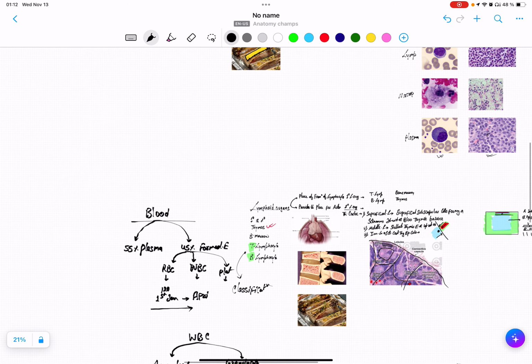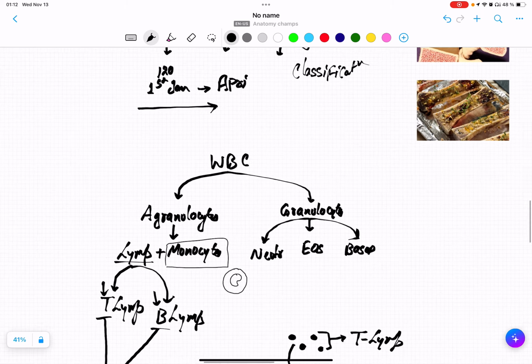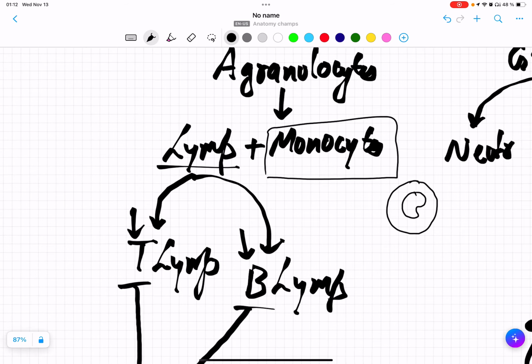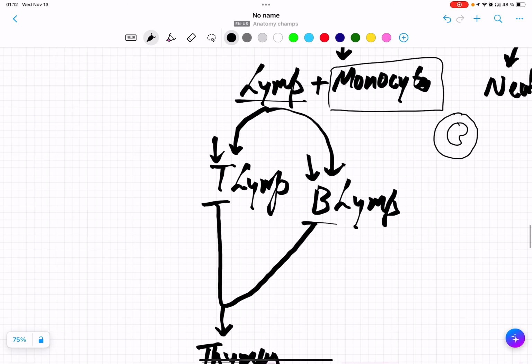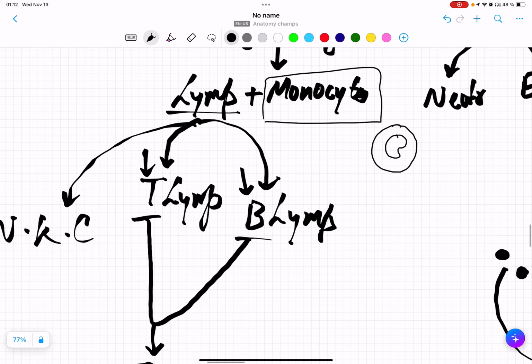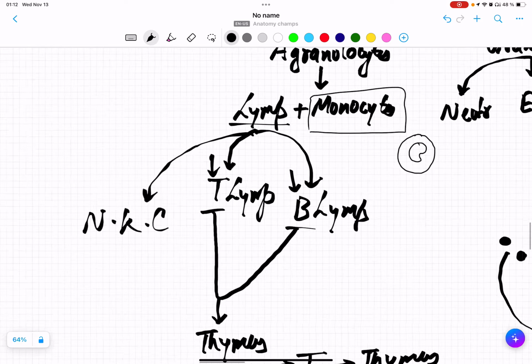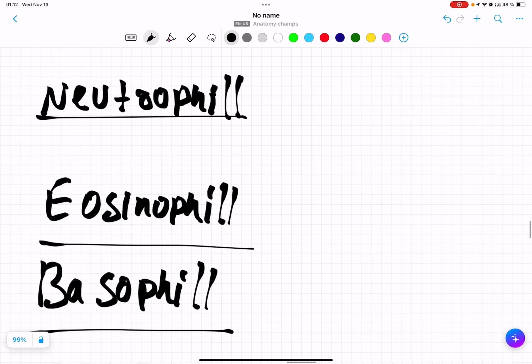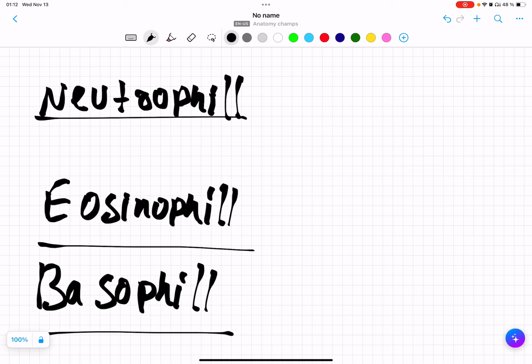Guys, one more thing. Here we divided the WBC into agranulocytes and granulocytes, and we had lymphocytes into T lymphocytes, B lymphocytes, and we have non-killer cells, NKC, or the natural killer cells. They are also there. They are non-B, non-T lymphocytes, and they are wandering macrophages. They will perform phagocytosis, and they don't need to specially come out of the blood vessels. They are present there.